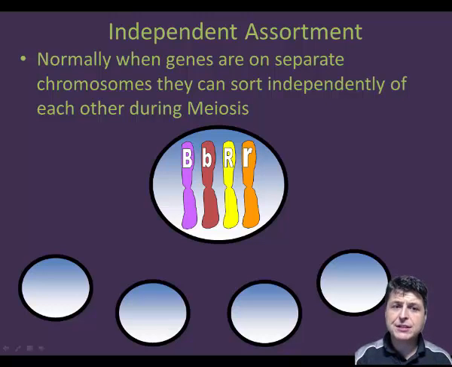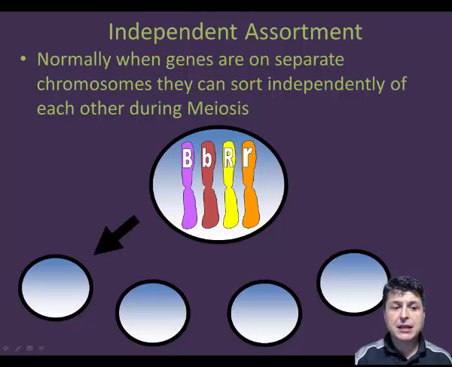Now, normally, when genes are on separate chromosomes, they can sort independently of each other during meiosis. This is Mendel's principle of independent assortment. In this particular example, we have 4 chromosomes, each with a specific allele being identified, heterozygous for the B trait and heterozygous for the R trait. Because these alleles are on separate chromosomes, they can sort independently of each other.